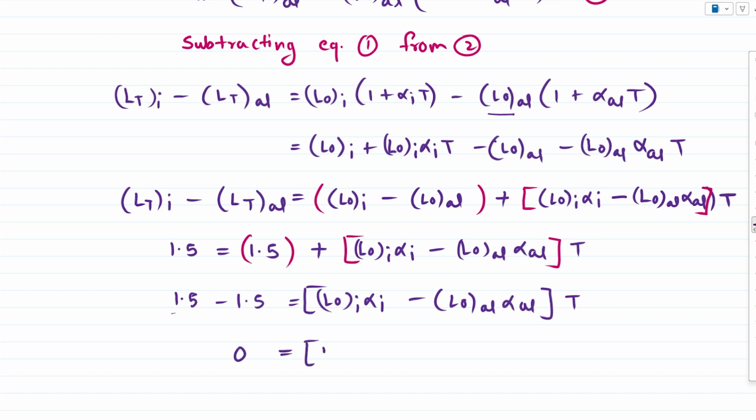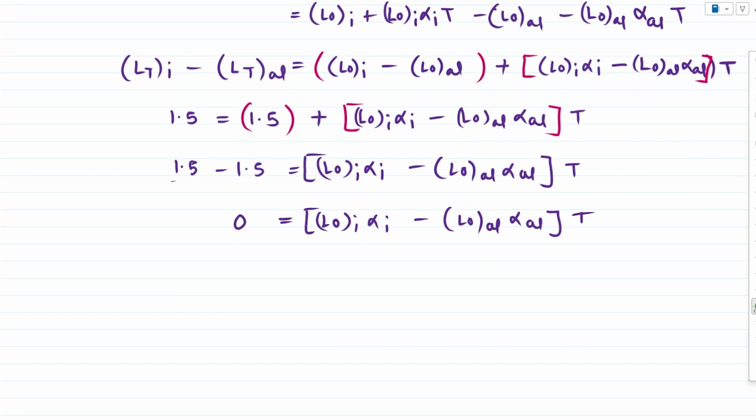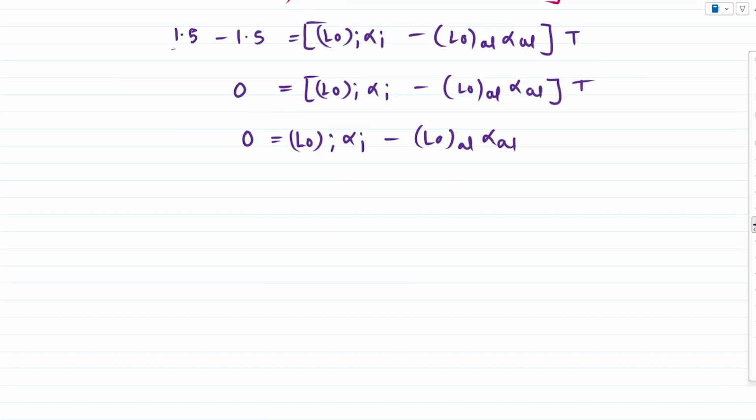This gives us [L₀ of I, α of I minus L₀ of AL, α of AL] times T. If I were to divide by T on both sides, then our equation would be 0 is equal to L₀ of I times α of I minus L₀ of AL times α of AL. Now if I were to bring the two like terms on each side, I can say L₀ of AL times α of AL is equal to L₀ of I times α of I.